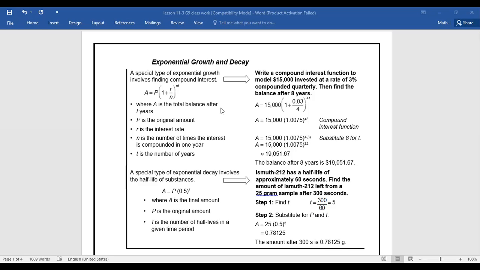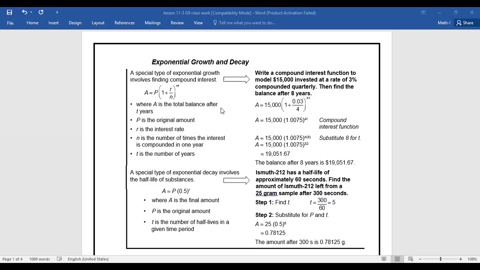We studied simple interest in grade 8, which was interest equals principal times r times t, and this is called simple interest. But today, with exponential growth, we are going to study compound interest. Then A is the total balance after t years, P is the original amount, r is the interest rate, n is the number of times that the interest is compounded in 1 year, and t is the number of years.